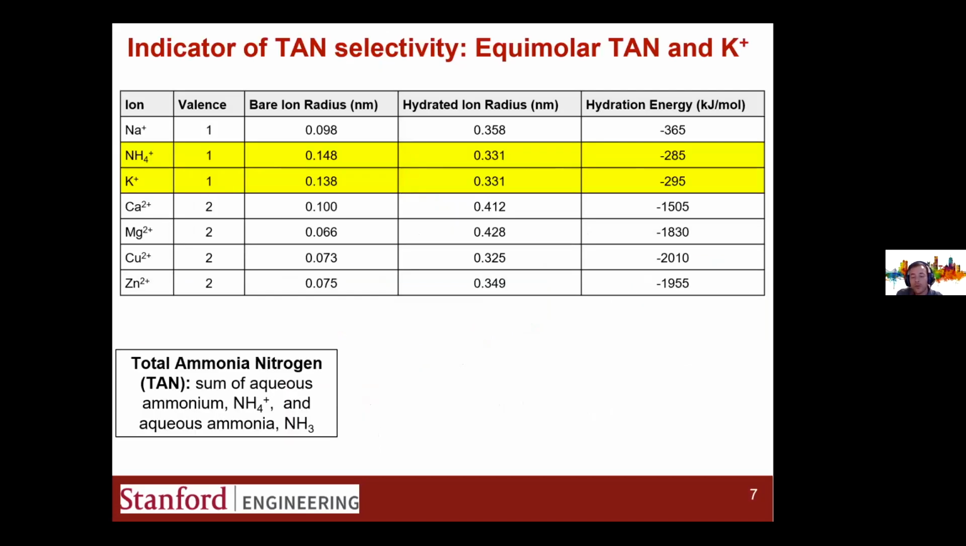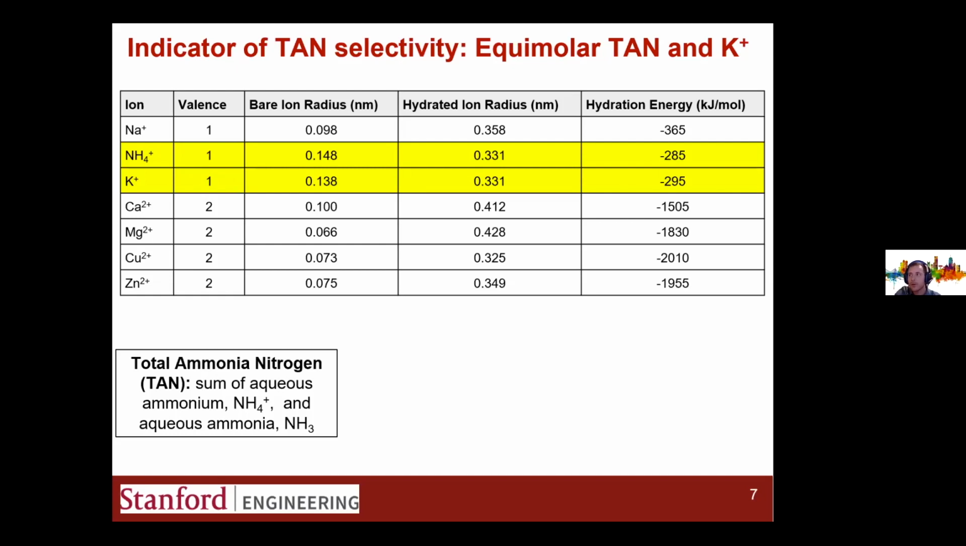So in order to prove the selectivity of these materials, we began by doing batch adsorption in equimolar solutions of total ammonia nitrogen and potassium specifically, because ammonium and potassium have extremely similar ion exchange properties like valence, hydration radius, and energy. And for equimolar solutions, initial concentration differences can largely be ruled out in terms of describing selectivity of adsorption.